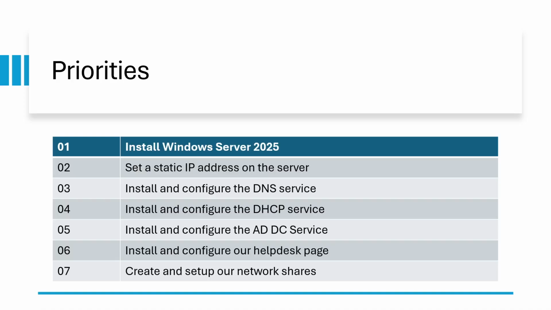For this part of the coursework, we need to set a static IP address, install and configure DNS, install and configure DHCP, install and configure the Active Directory domain services, and also install and configure our help desk page and set up the network shares. All of this must be done before we progress onto working on our client machine on the mock-up system.